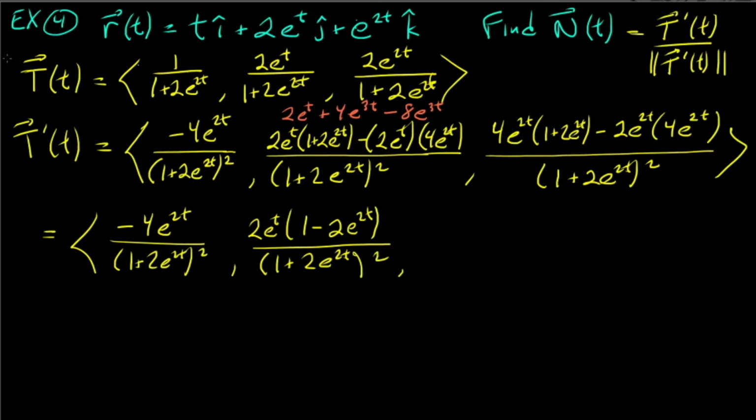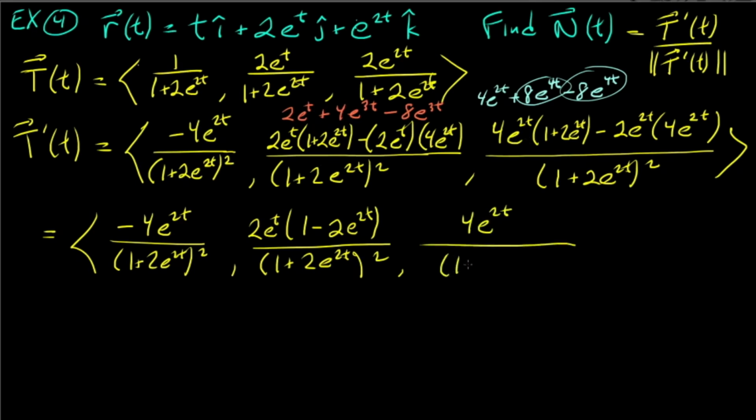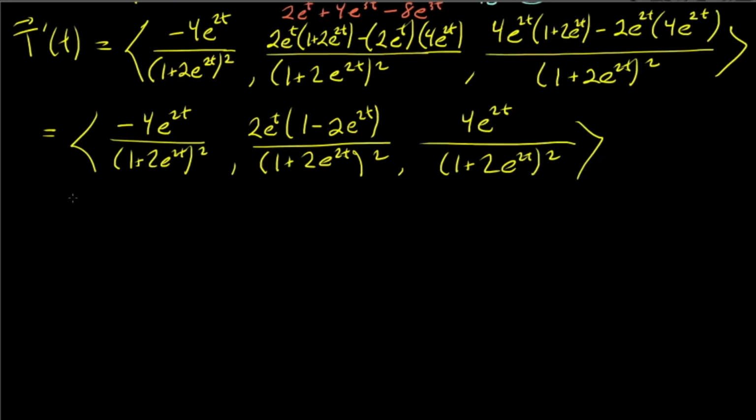All right. And then for this one, let's see, we get 4e to the 2t plus 8e to the 4t minus 8e to the 4t. So that's nice because that adds up to 0. And now we just have 4e to the 2t here. Okay, so that's T prime. Now we need its magnitude.